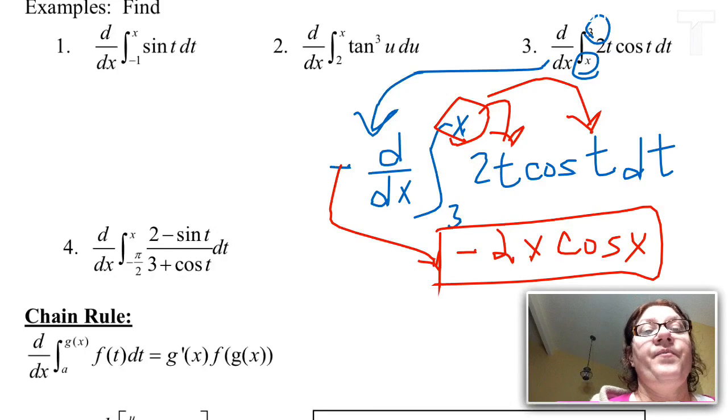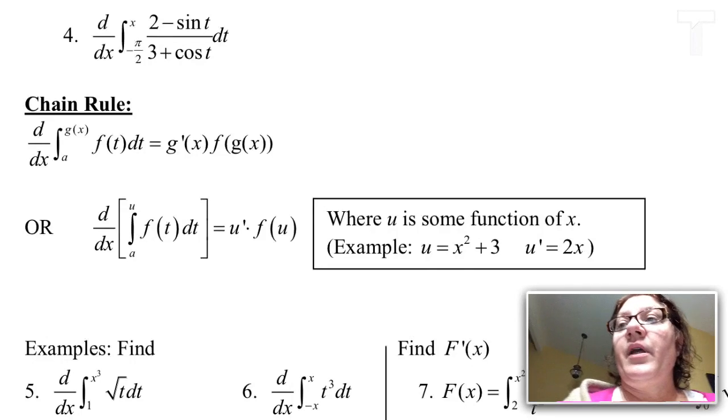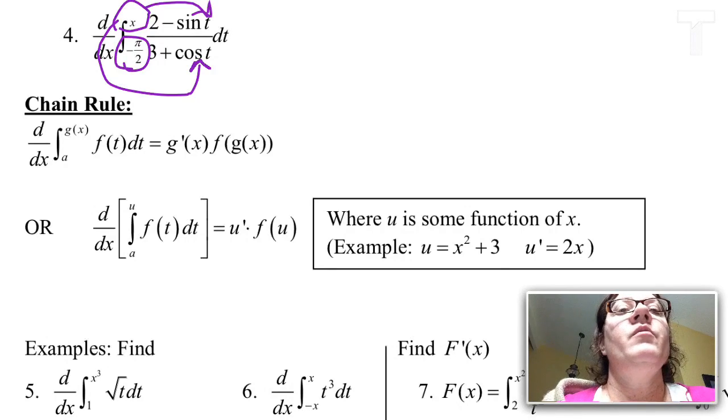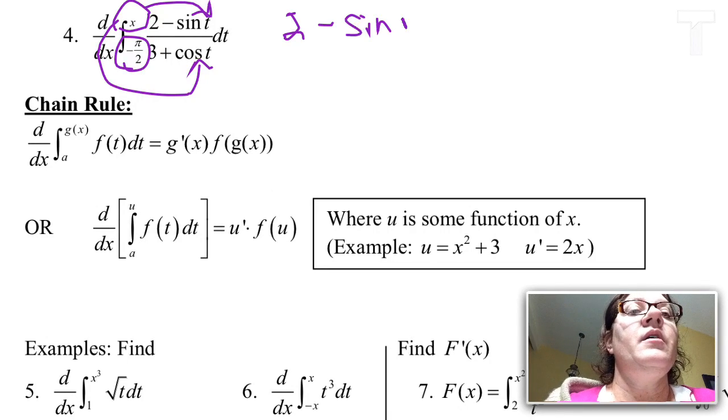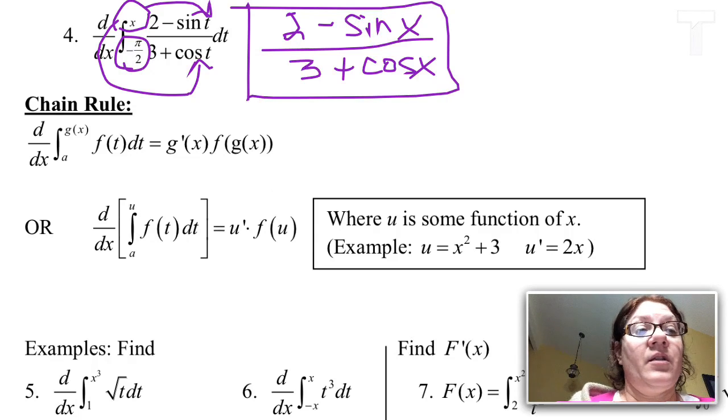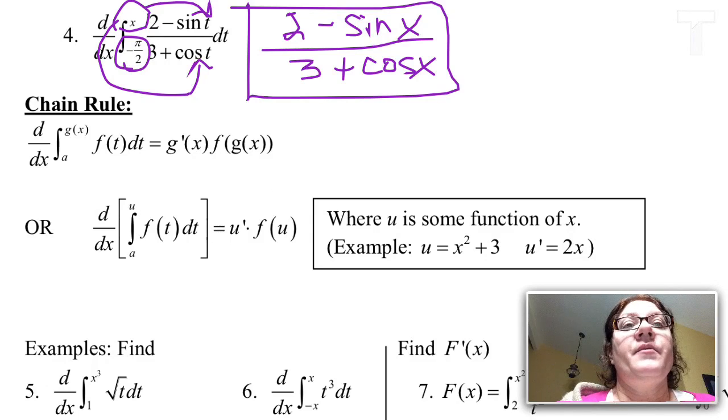Not so hard. See if you can try the next one by yourself. So now notice, again, I have a constant at the bottom and x at the top. So I'm just going to plug x in for the variables. So I'll have minus sine x over 3 plus cosine x. We're just trying to scare you a little bit, see if you still recognize that pi over 2 is in fact a constant. Okay, so now what happens when it's not?